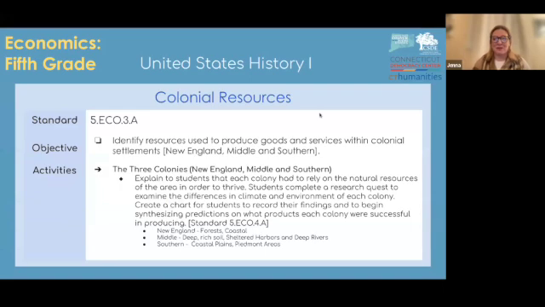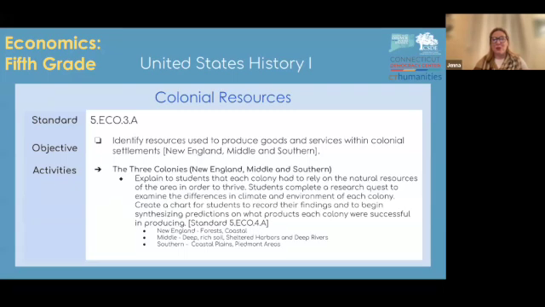The next one is all about colonial resources. In this objective, you can identify resources used to produce goods and services within the colonial settlements. We already know from prior knowledge all the way down to kindergarten that goods and services and local production are the basis of our economy, and how we are building upon what we have or importing what we need, creating new things and trading, and it all leads from there.